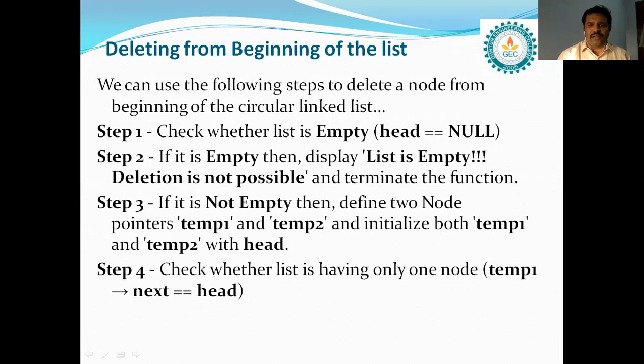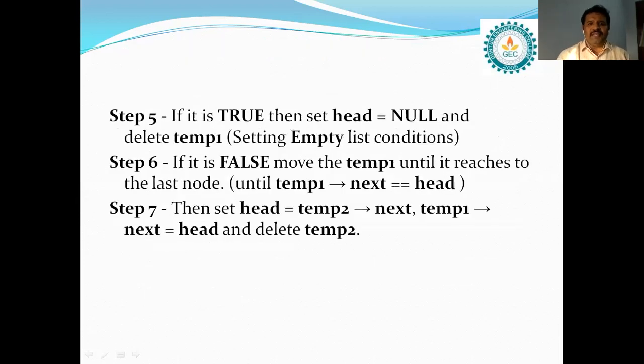Check whether list is having only one node: temp next equal to head. If it is true, then set head equal to null and delete temp1. If it is false, move the temp until it reaches the last node, until temp next equal to head. Then set head equal to temp2 next, temp1 next equal to head, and delete temp2.